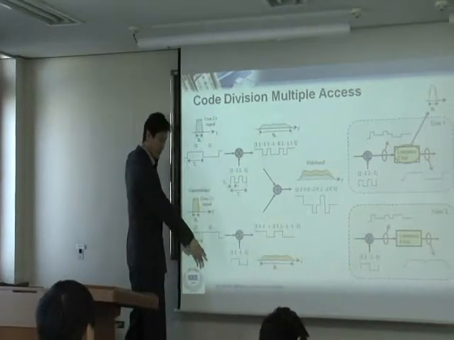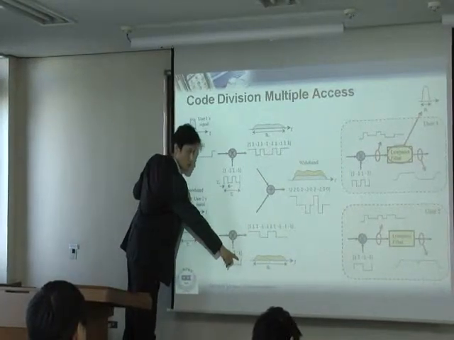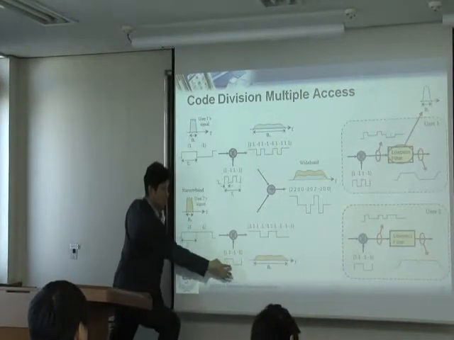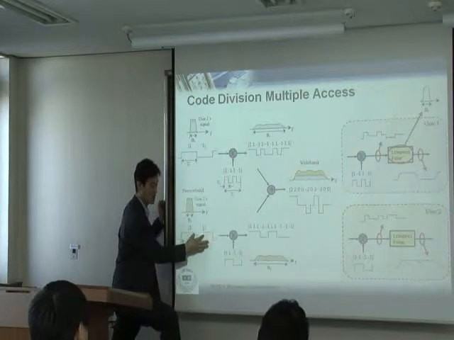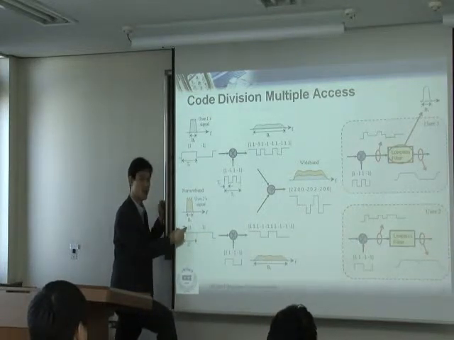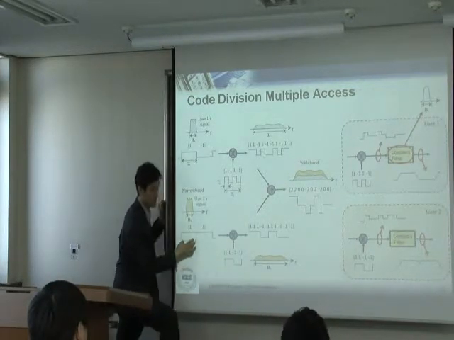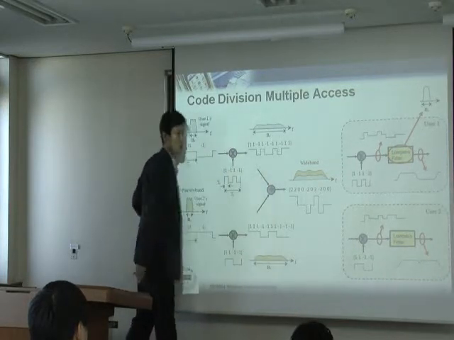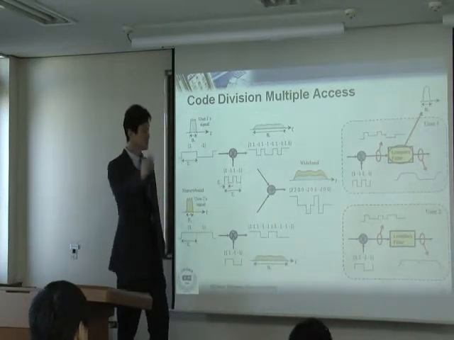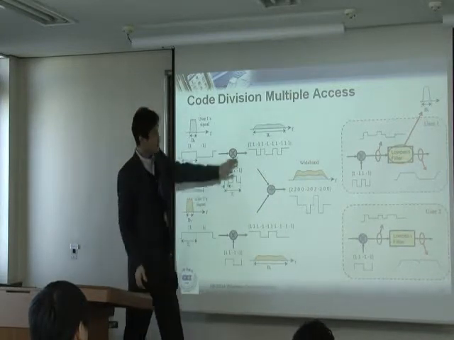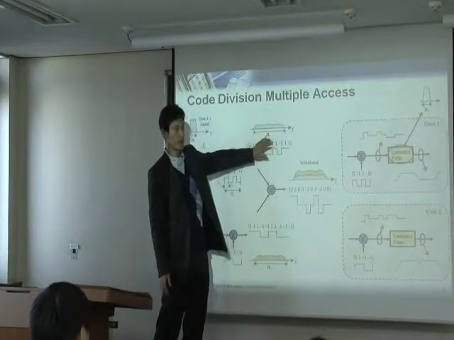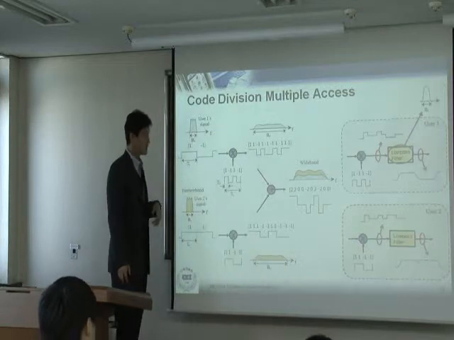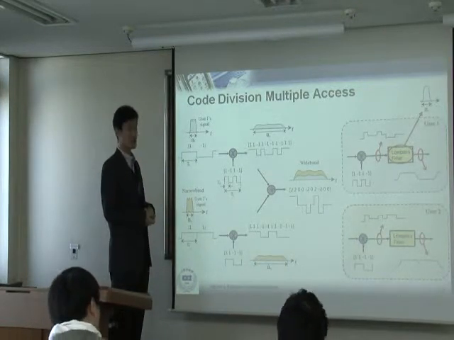Same way here, this is the code for user 2. You multiply this one in here and also here, but the original information is 1, 1, so you just simply get 2 times of this one and this one, okay? So that's what you have. And now, this is what you transmit, okay? That's what you can see in the time domain.